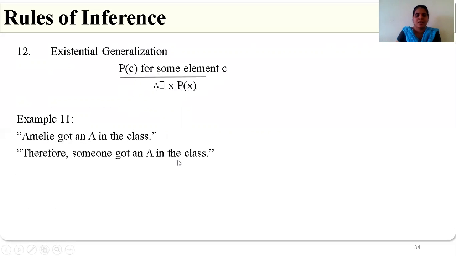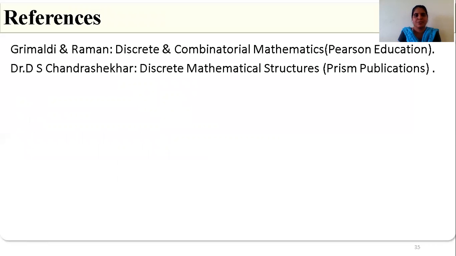These are the 12 rules of inference. I hope it is clear. And these are some of the reference books we can refer to for more examples and more definitions.